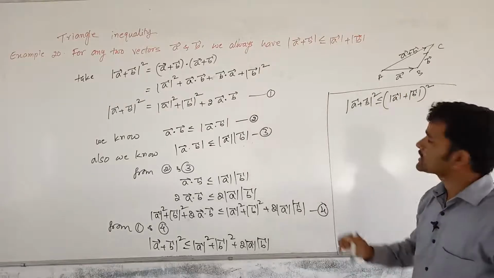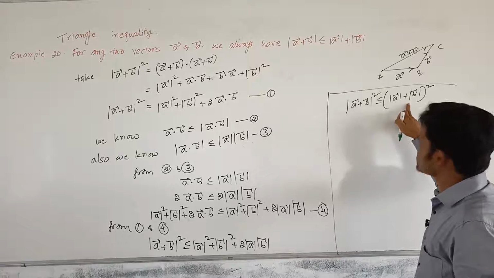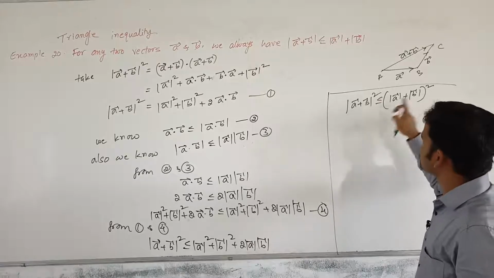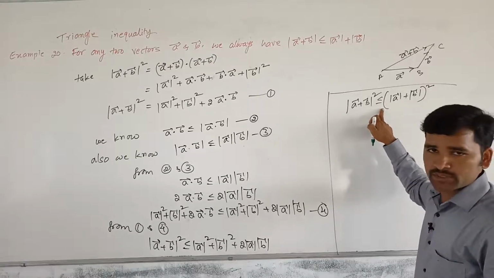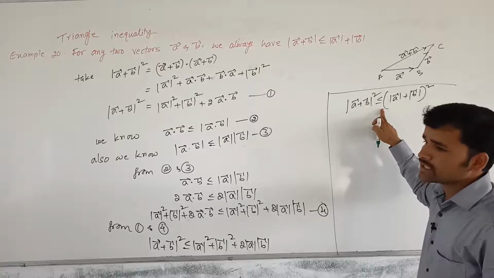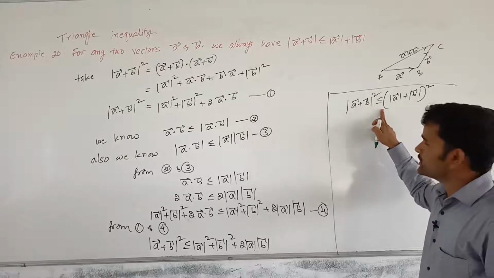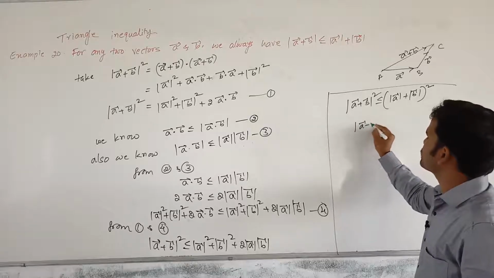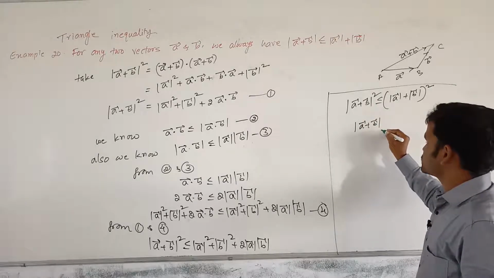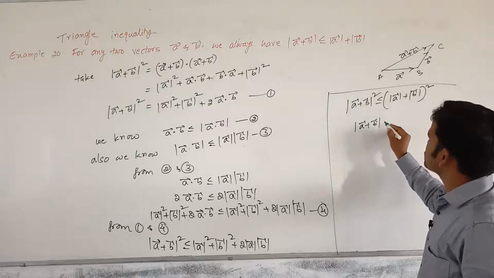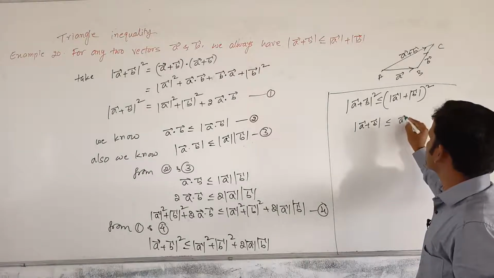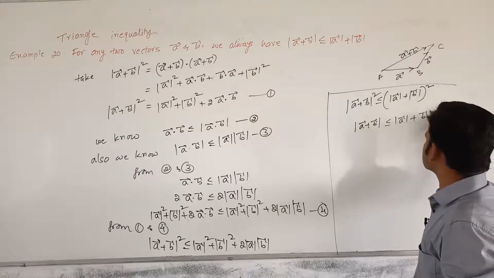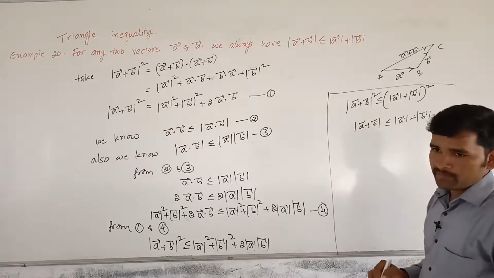I can write this. This is also a positive value, this is also a positive value. The square of positive values, less than or equal to symbol is there. Even if you take the root there is no change in the sign of inequality. Taking square root on both sides, we have magnitude of a plus b is less than or equal to magnitude of vector a plus magnitude of vector b.